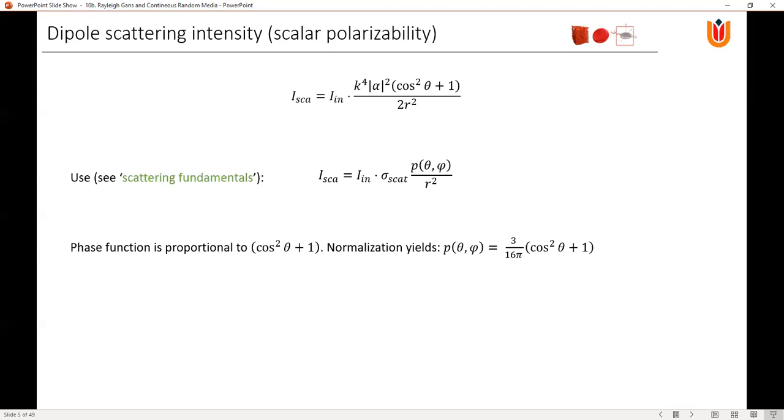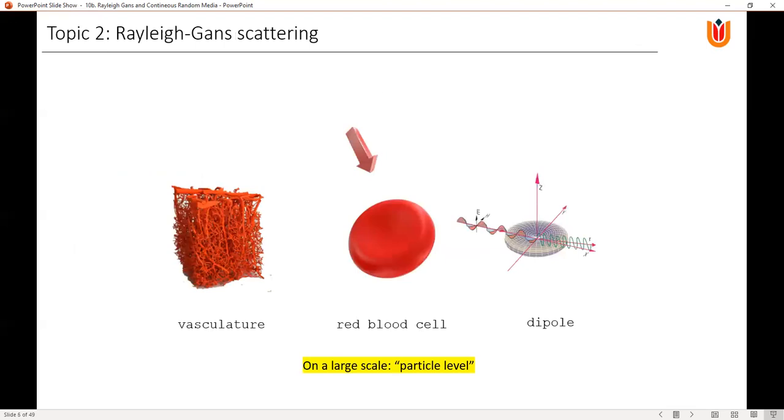The phase function or the directionality is proportional to that term that has cosine squared plus 1. If you normalize that properly, the expression is given there: 3 over 16 times pi times cosine squared theta plus 1. Combining that with the previous ones allows you to isolate the scattering cross section, given by 3 times wave number to the fourth power and then the polarizability. So these are the classic results from Rayleigh theory. But now let's scale up.